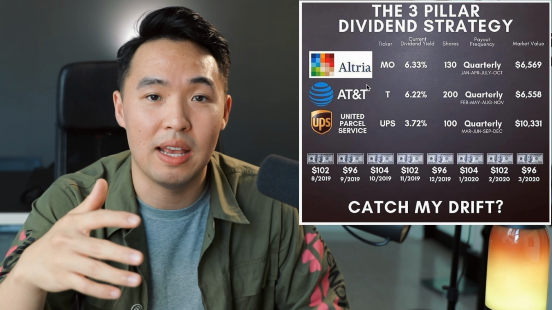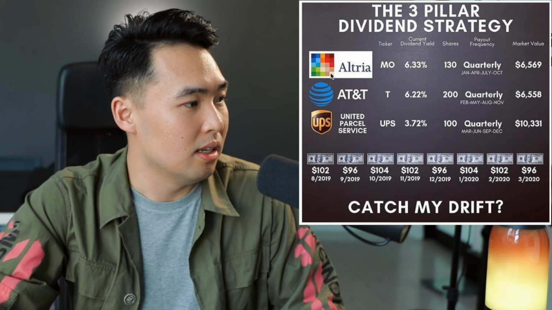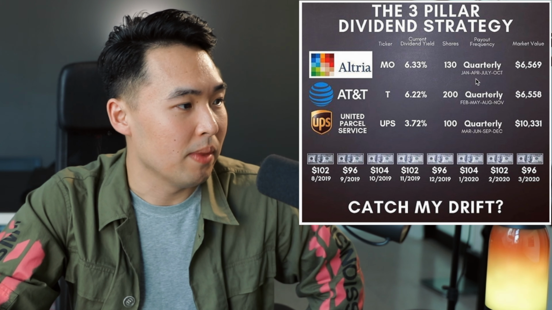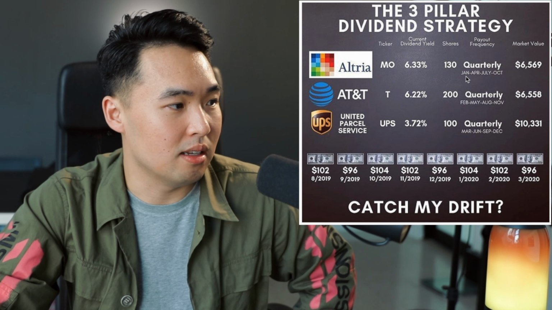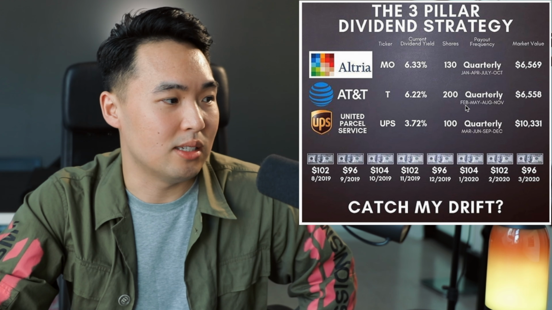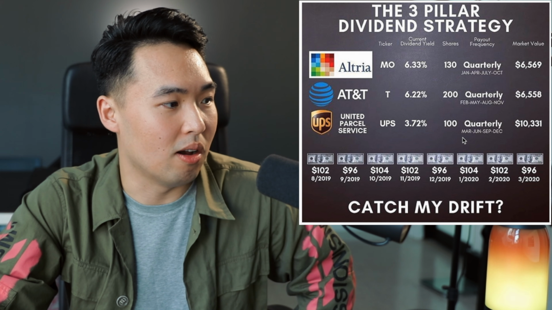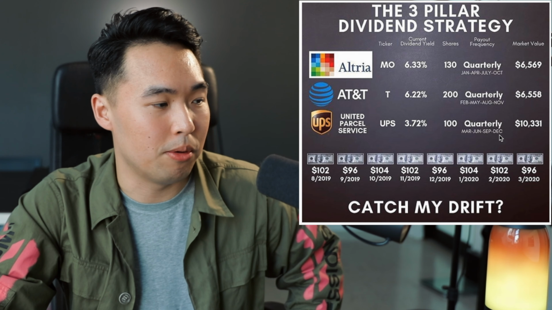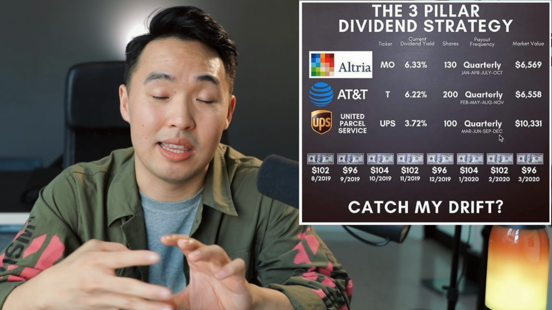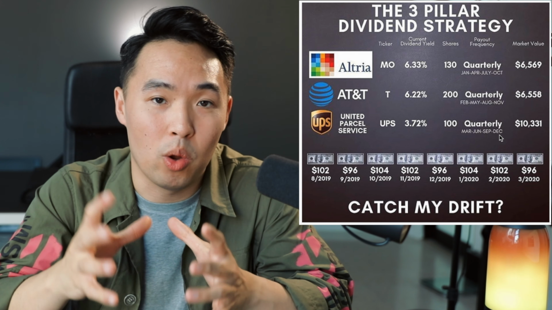So typically when you invest into stocks, most stocks pay quarterly dividends. So let's take, for instance, Altria. Altria pays quarterly dividends in January, April, July, and October. AT&T pays quarterly dividends in February, May, August, November. UPS in March, June, September, December. So that's why you need to invest into at least 3 different quarterly dividend stocks to have $100 in dividends every single month.